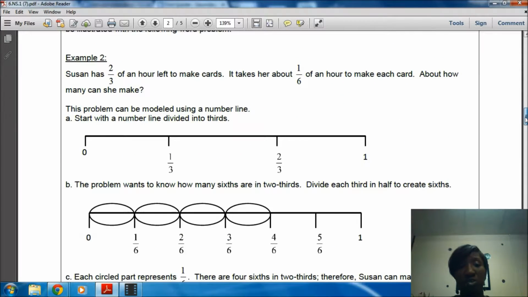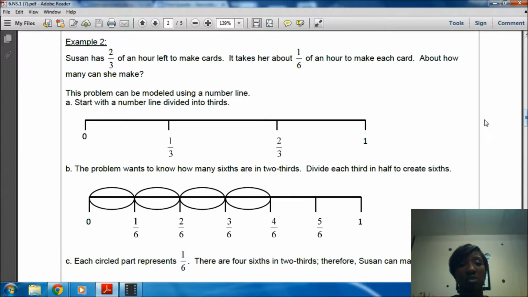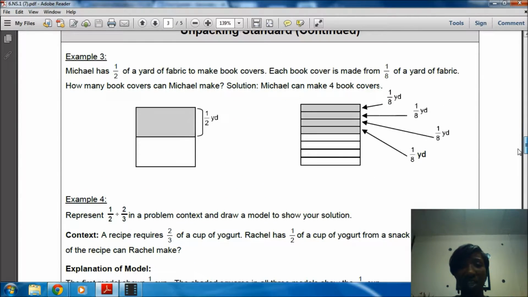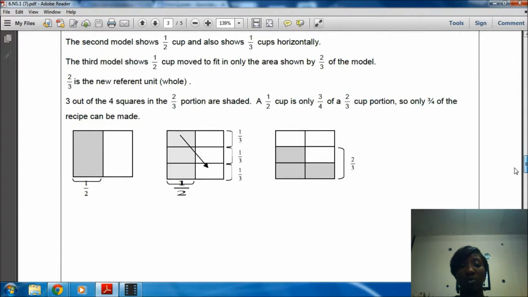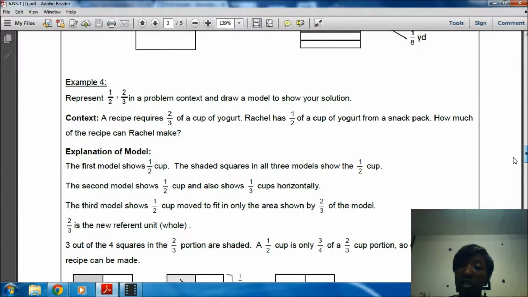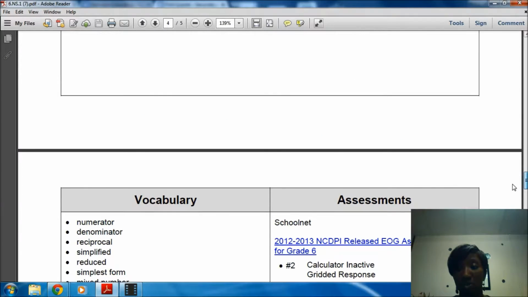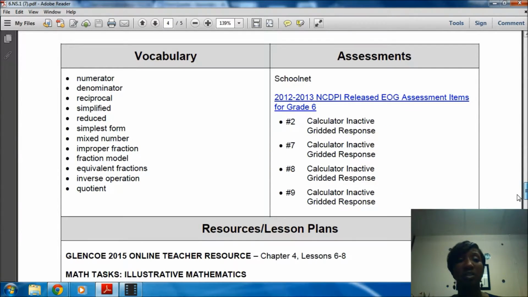Okay. So again, here's another example. Example 2, Susan has 2/3 of an hour left. You can see the visual model that they're using here is a number line. There are options with bar diagrams in the first example. And there's a 3rd example here as well that has a bar diagram, and I have a 4th example as well. And these examples not only have the actual questions, but they also have solutions and the context that this could be used in.